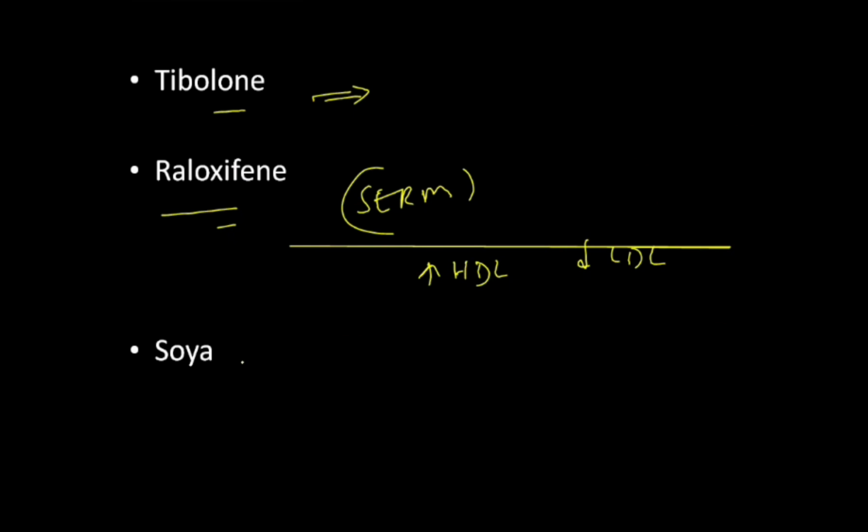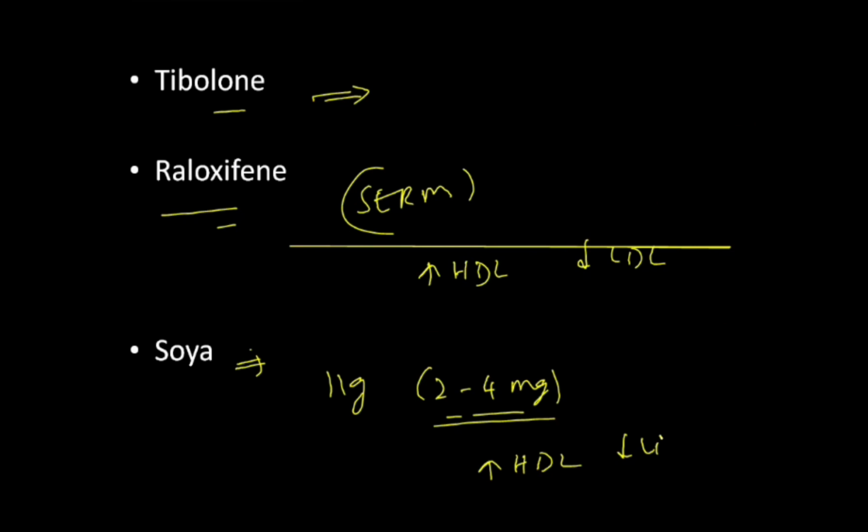Now coming to soya: whoever cannot tolerate estrogen can take soya in their diet, because 11 gram of soya has 2 to 4 milligrams of estrogen. These phytoestrogens also help in increasing your HDL and reducing LDL, cholesterol and triglycerides. So therefore it is helpful.